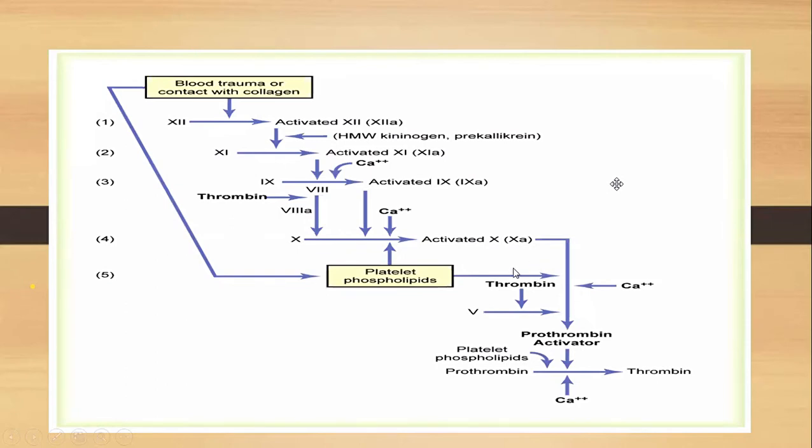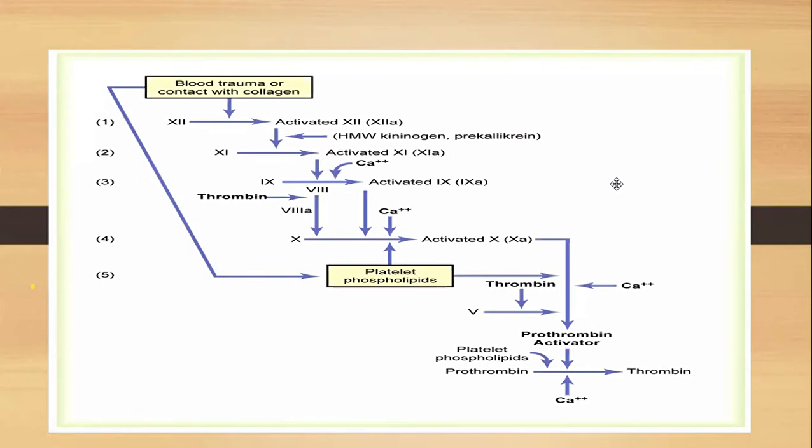So in the end, you have your prothrombin activator, and its function now is to convert your prothrombin to thrombin. Then thrombin converts your fibrinogen to fibrin, and then the clot.